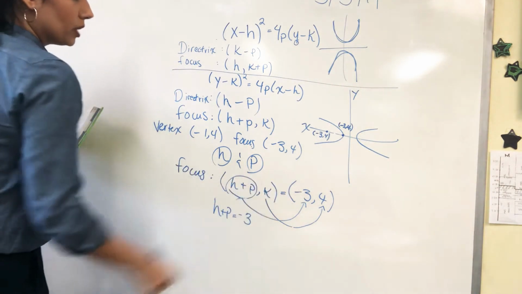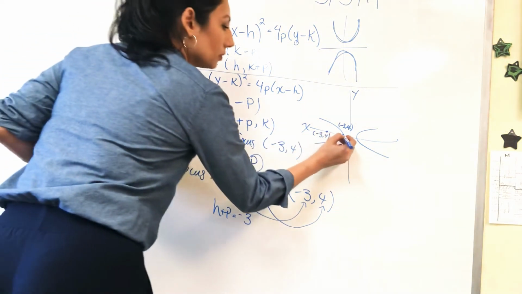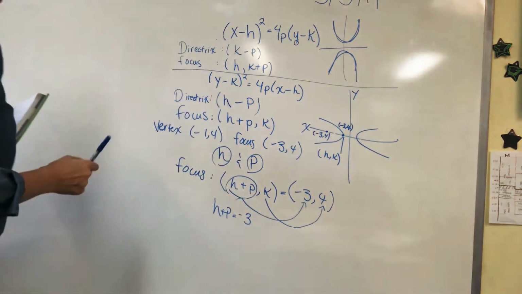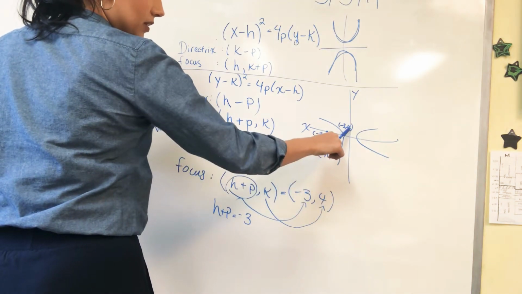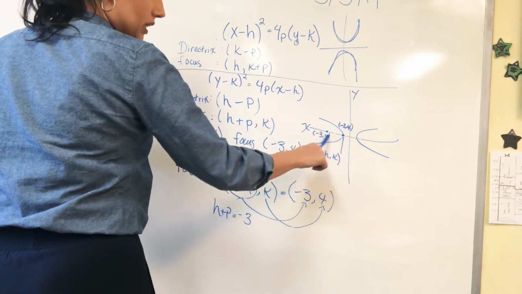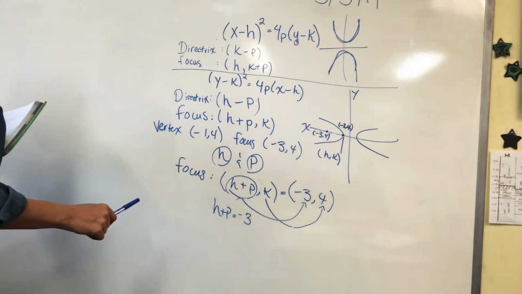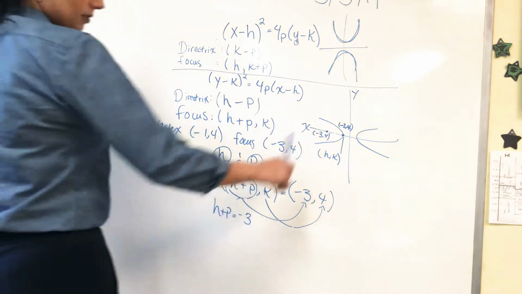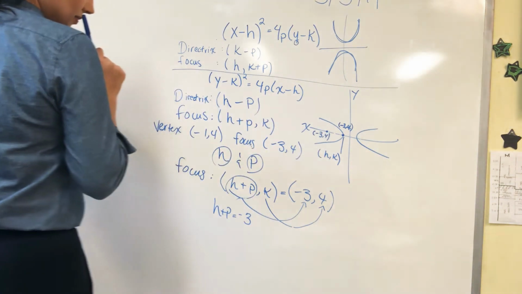And K is 4. Now remember, what's K again? H is x, k is y, and those are the vertex. Does it match up? Well, we already know that is 4, and we can see that that is -3. That's the focus. All right, so what can we assume about h? H is the x-axis.